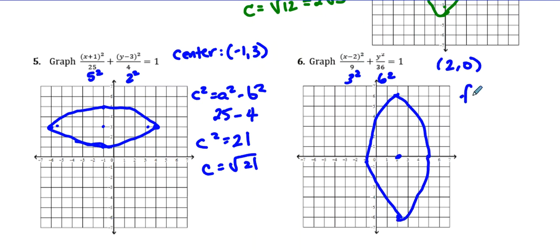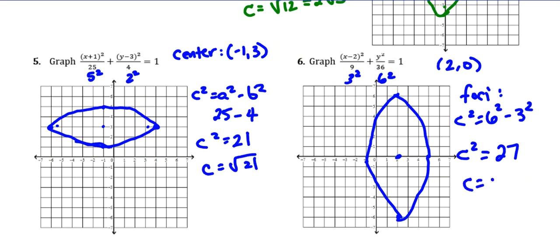Okay, so for the foci, you're going to do c squared equals a squared minus b squared. Remember, a is just the larger of the two. So 6 squared minus 3 squared. So 36 minus 9 is 27. And c is going to be the square root of 27, which does simplify to 3 root 3. The square root of 27 is a little bit bigger than the square root of 25, so just a little bit more than 5 away. And remember that these are always on the major axis, so the foci will always be on the longer of the two axes.